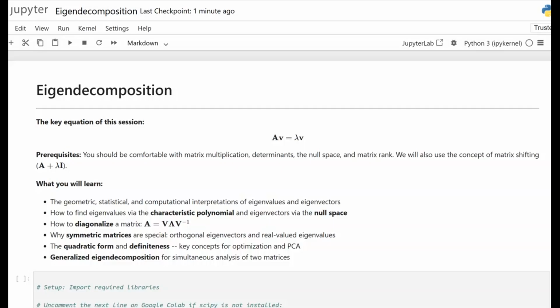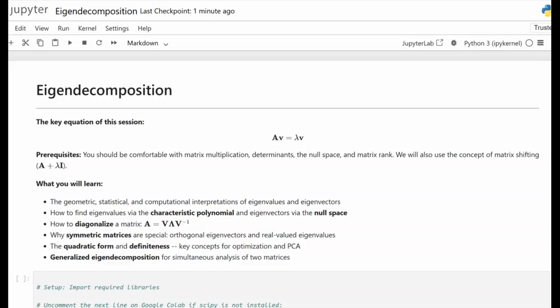Dear friends, today we are going to discuss eigendecomposition, which is one of the most powerful and beautiful ideas in all of linear algebra. It takes a square matrix and reveals its fundamental structure, that is, a set of special directions, which we call eigenvectors, and an associated scaling factor, that is what an eigenvalue is. Together they tell us everything about what the matrix does.